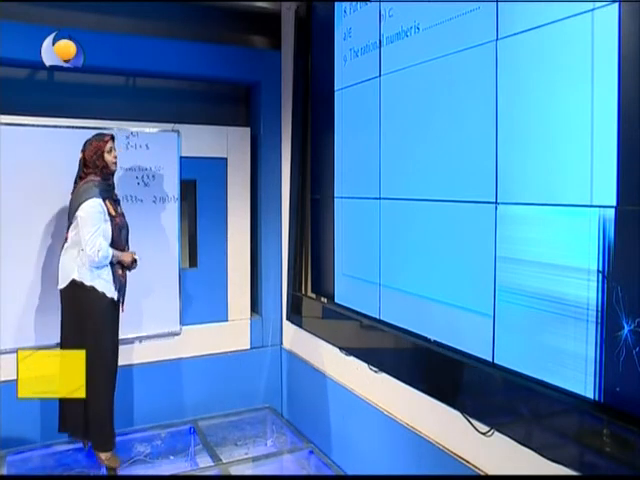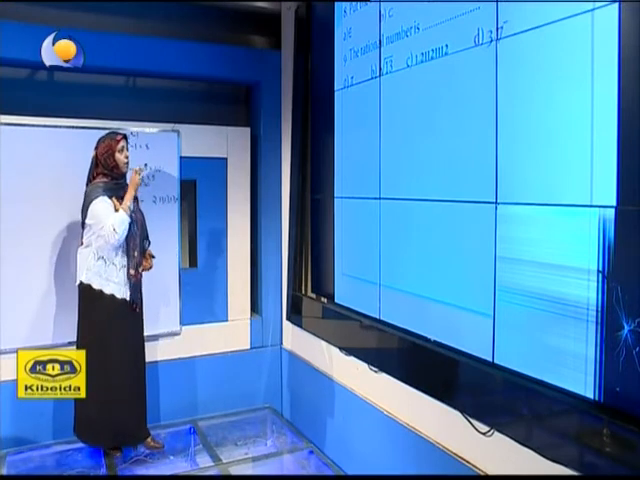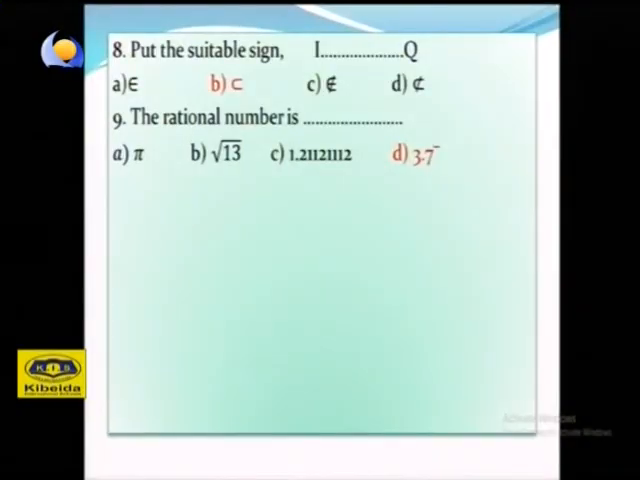Number 9, the rational number is dash. I have 4 options. One of them is a rational number. Let's review that quickly. We all know that pi is 22/7, and it's a non-terminating, not repeating number. And also, the number square root of 13 is a number under a square root, and it's not a perfect square. So the result of finding its square root is a non-terminating, not repeating number.